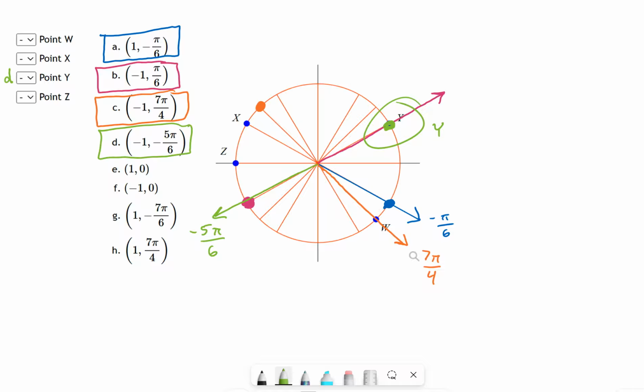And that's how you work through this problem. Just one step at a time, plot each of those points. Eventually you will find X, Y, W, and Z.